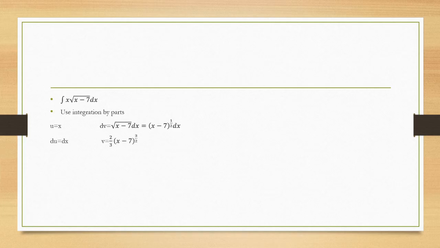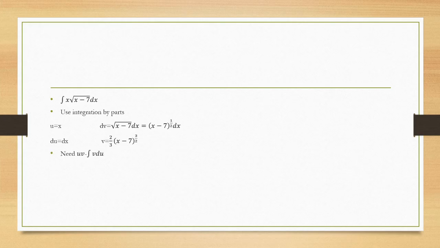So du is dx. And now to find the antiderivative of x minus 7 to the 1/2 power, we will add 1 to the exponent to make it 3/2. And then we're going to divide by 3/2, which is the same thing as multiplying by 2/3.